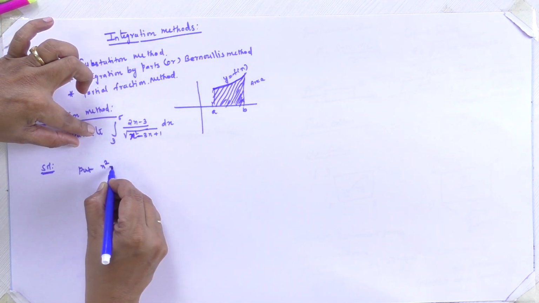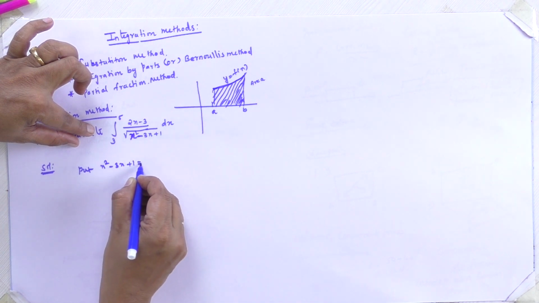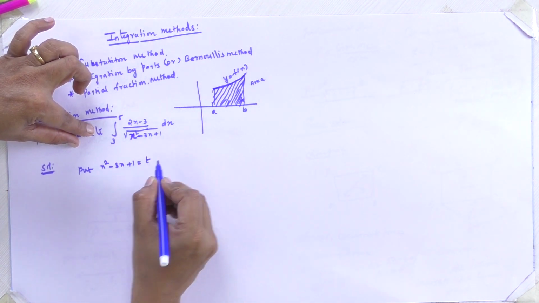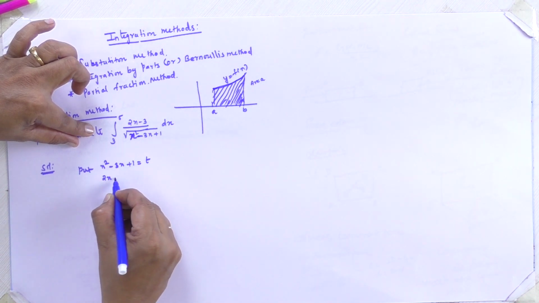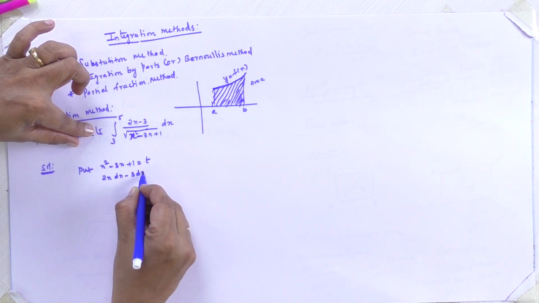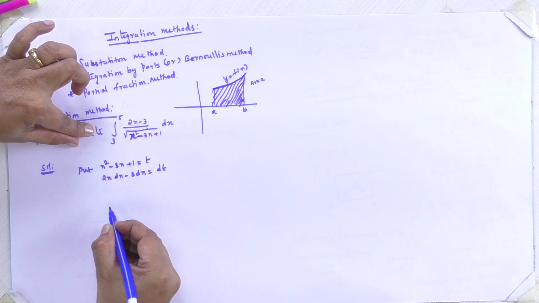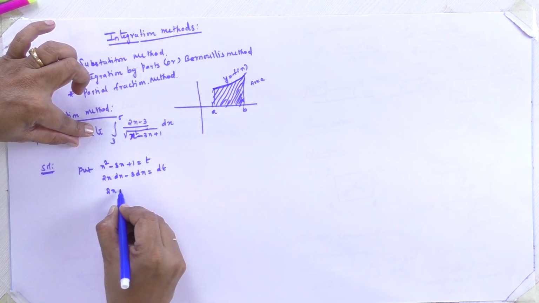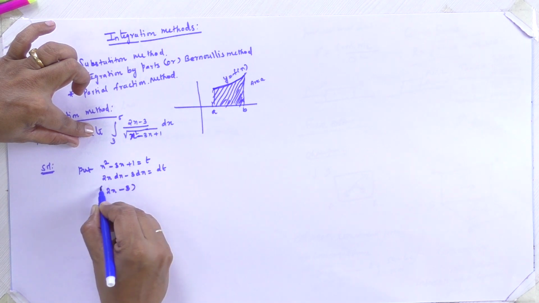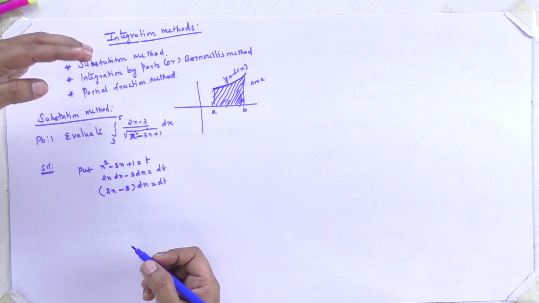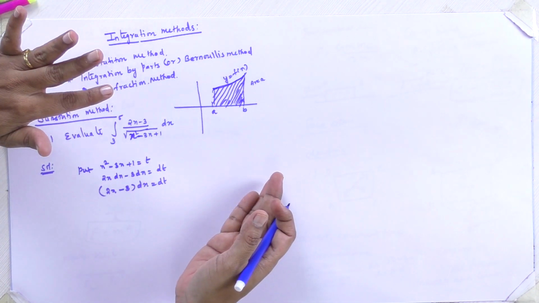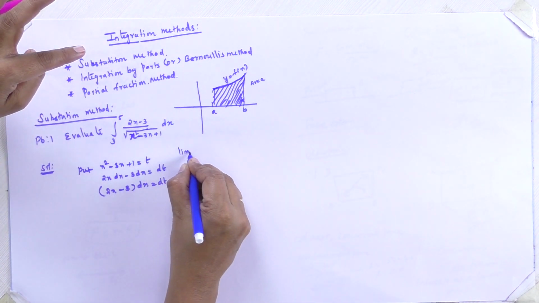Put x square minus 3x plus 1 equal to t. We have to differentiate on both the sides. It becomes 2x into dx minus 3 into dx is equal to dt. Whenever you are changing a variable into another variable, we must check the limits.